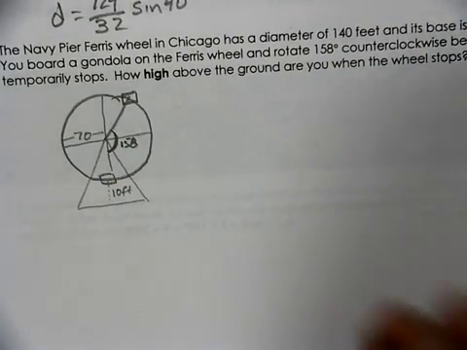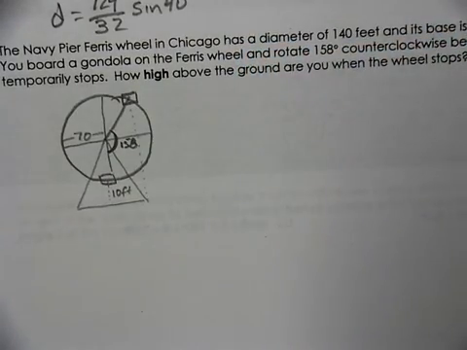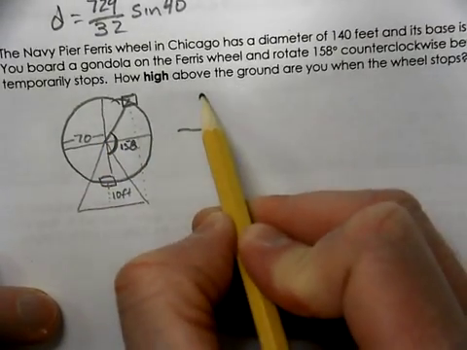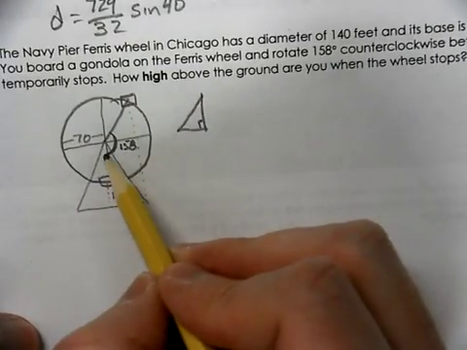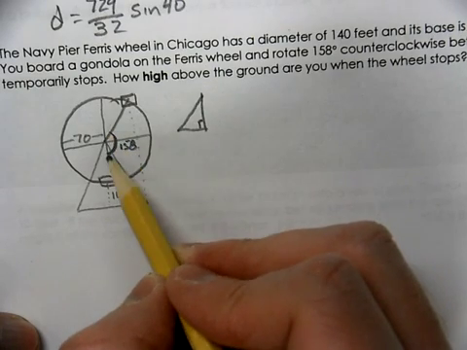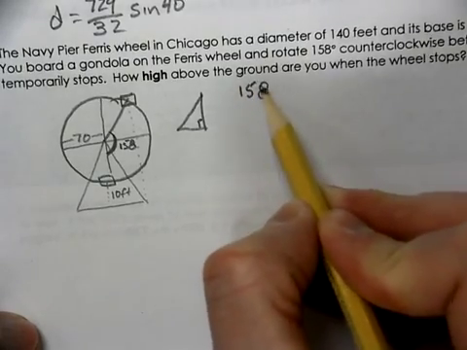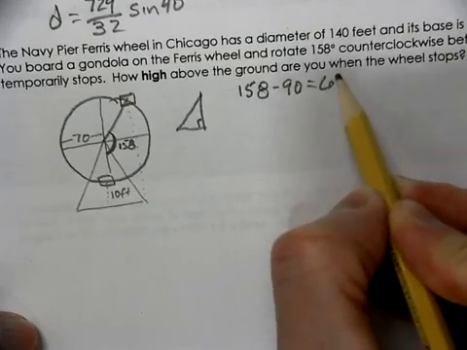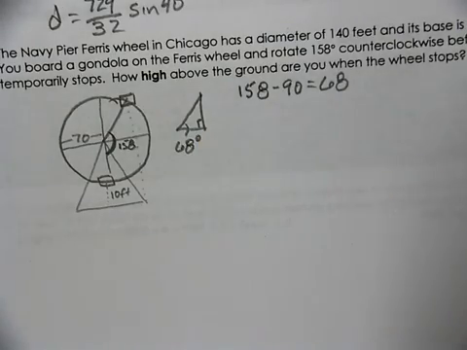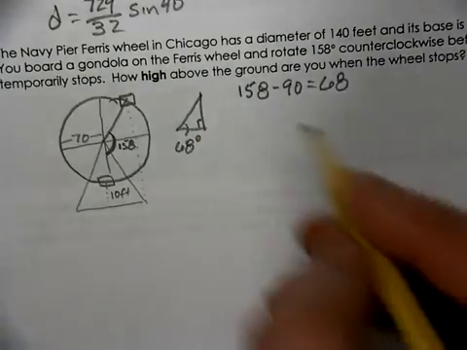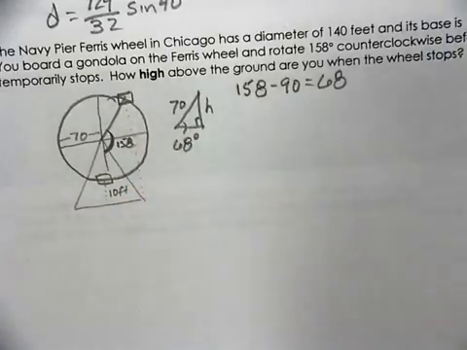What we want to find out is how far off the ground are we when we stopped. So we're going to look at this right triangle. So if we had 158 degrees to get there, part of that was, of course, this 90. How much extra were we? Take your 158, subtract the 90 from it, and come up with 68 degrees. That's our 68 degrees. We know that the radius is 70. The question is, what is the height? How high are we?